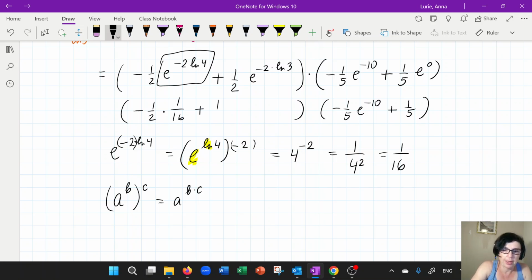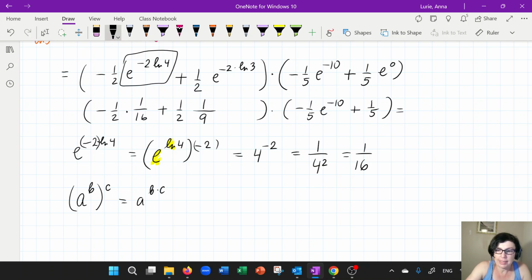Now, very similarly, the other one, if you raise e to the power natural log of 3, that's just going to be 3. And then raise that to the power negative 2, that's going to be 1 over 3 to the power positive 2, which is 9. Okay, so that's it. That's the answer. That's as much as I can simplify it. So this will look like negative 1 over 32 plus 1 over 18. Yeah, maybe you can compute that on a calculator, and then you just multiply that by the other one, like whatever this other part is. So this is just going to be that plus 1/5. And that would be the final answer here.